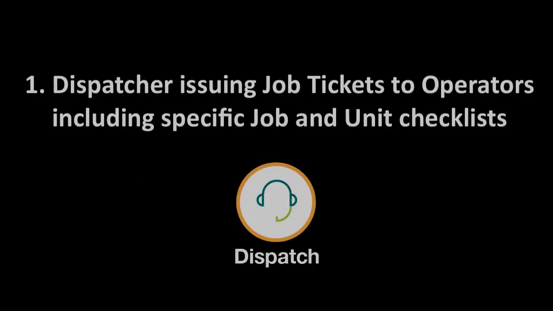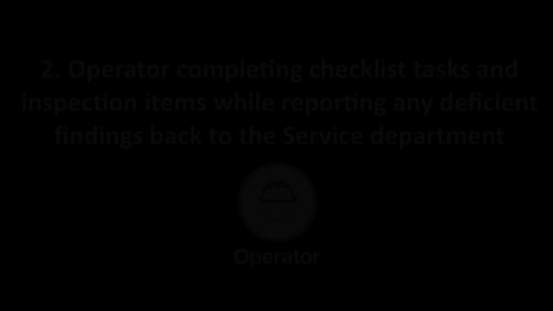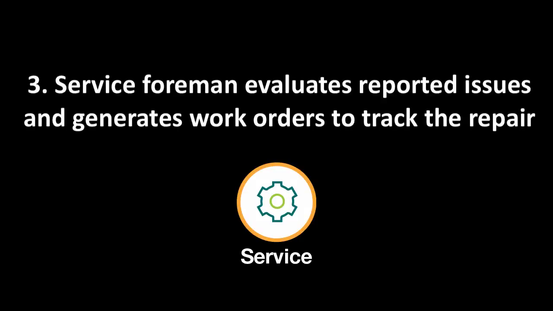Upon completion of the repair, we've really created a full circle procedure, beginning with the dispatcher issuing job tickets to operators and other field personnel, including the job and unit specific checklists, followed by the operator completing any checklist tasks or inspection items while reporting back any deficient findings to the service department. Then we saw how a service foreman might evaluate the reported issues and generate work orders to track the repair.